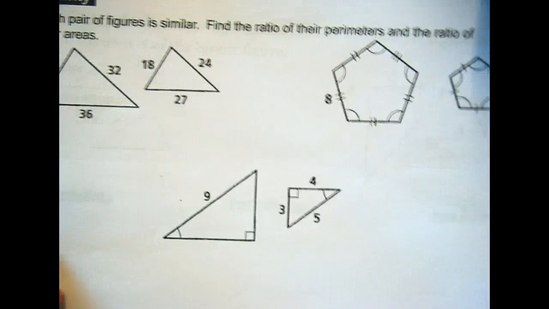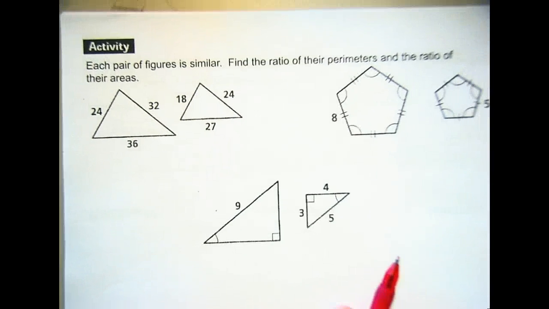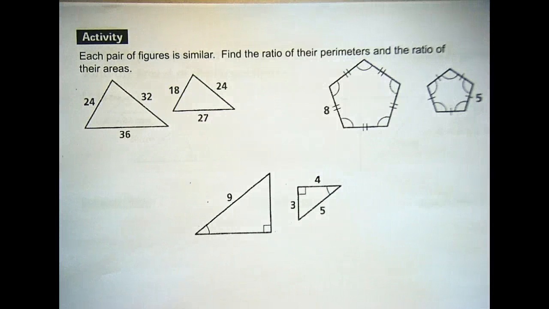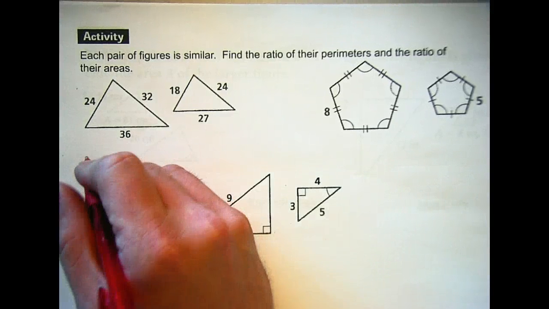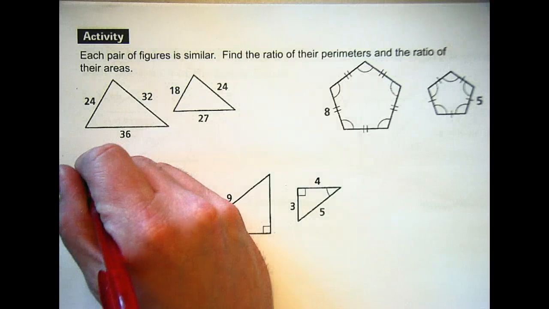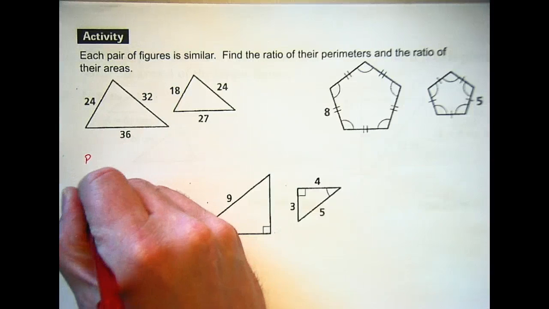So let's try some of these. This activity says each pair of figures is similar. Find the ratio of their perimeters and the ratio of their areas. Now, I think you have these on the back of your sheet. So if you turn that over, you can go ahead and work through these. Go ahead and work with your neighbor. You need the ratio of the perimeters, and the ratio of the area for each.